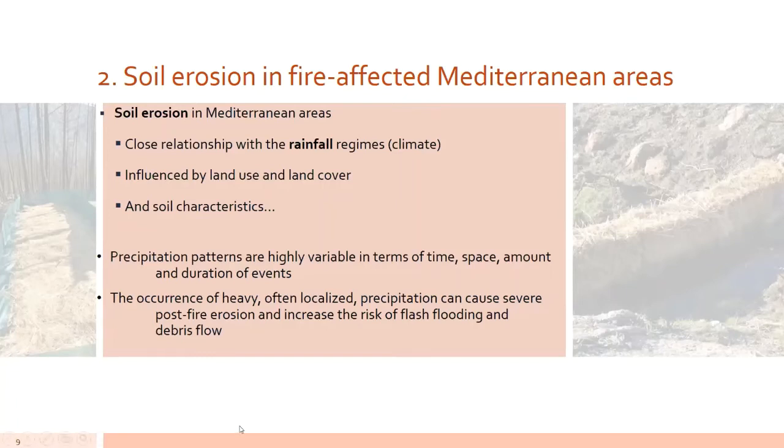Of course, the occurrence of heavy, often localized precipitation can be a significant factor of soil erosion and landscape change, because it causes severe erosion, specifically in areas affected by forest fires, increasing inclusively the risk of flash flooding and debris flow.